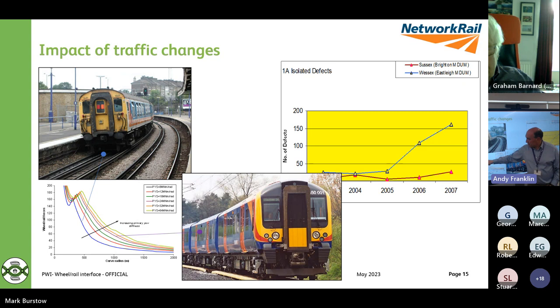And in consequence, we suddenly got a very large number of 1A RCF defects being generated on that route. At the time, it was a surprise to everyone. But in hindsight, we can look back and go, well, we ought to have thought about that and realised what was going on. But like most things, it's all better in hindsight, isn't it? Hindsight is an exact science. Yes. So really, what have we done since then?